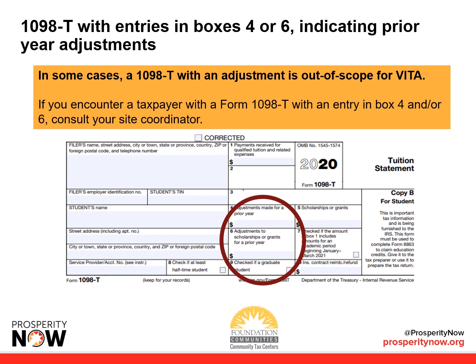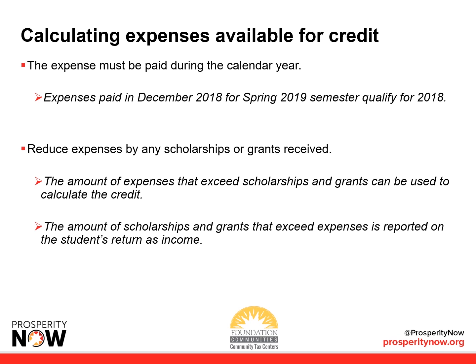If you encounter a taxpayer with a Form 1098-T with an entry in box 4 or 6, consult your site coordinator. In order to calculate expenses available for credit, the expense must be paid during the calendar year. Expenses paid in December 2018 for spring 2019 semester qualify for 2018.